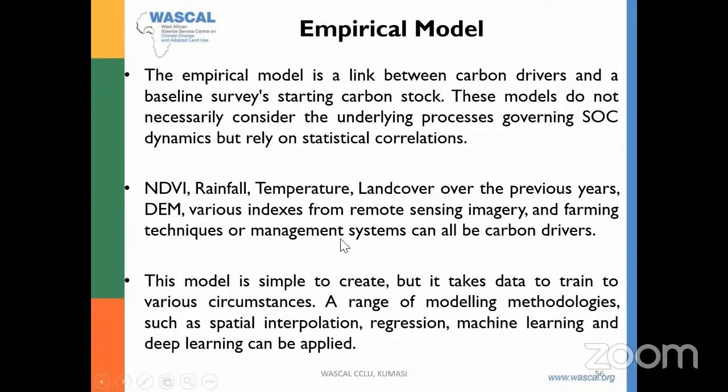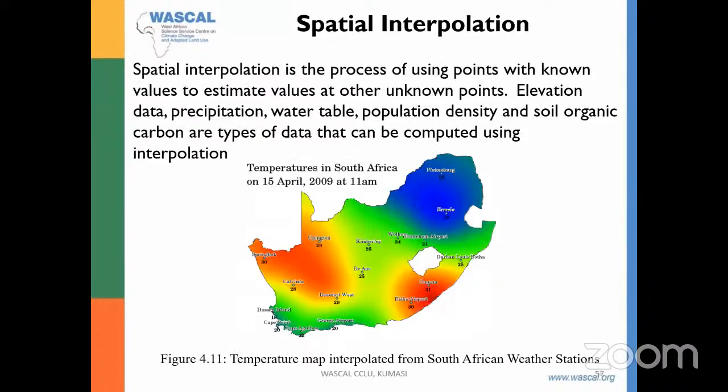This model is mostly simple to create, but it takes data for us to generate these models. And we have a range of methodologies that we can use. Mostly we can look at the simpler one, the spatial interpolation. Regression, machine learning, and deep learning can also be applied in this empirical model. Spatial interpolation is a process of using points with known values to estimate values at other unknown points.